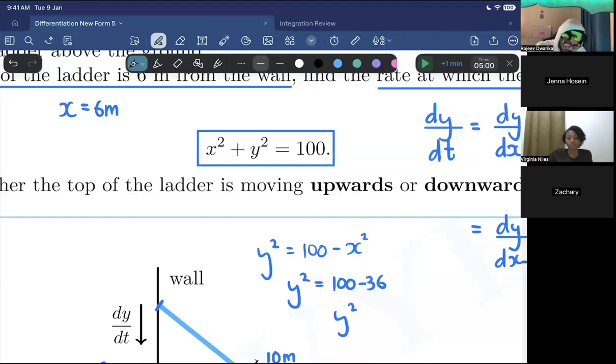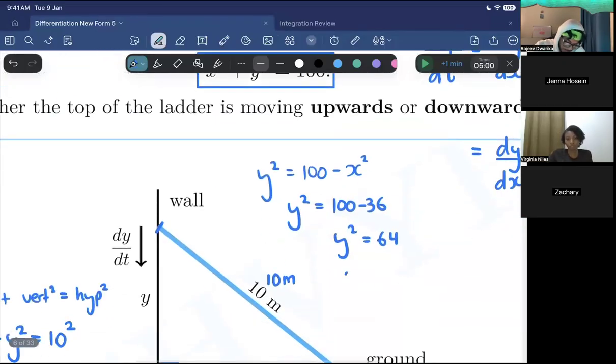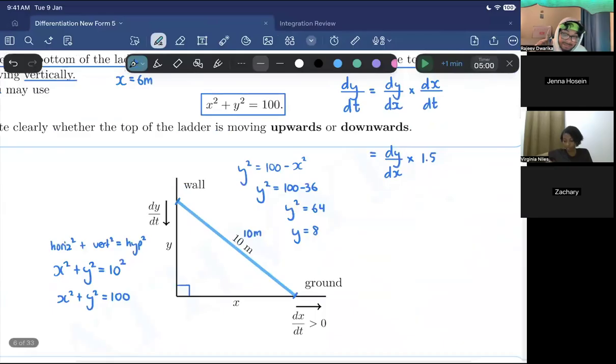So, Jenna, this is why I say it was cooking, but too soon. 100 minus 36 is 64. What's the square root of 64? 8. So at this instance in time, Zachary, the horizontal distance is what? 8 centimeters. Sorry, meters.